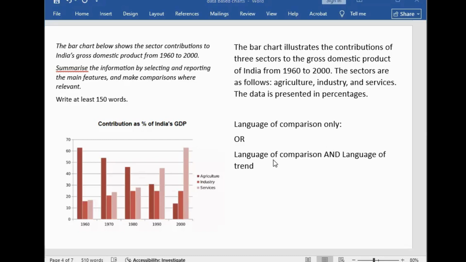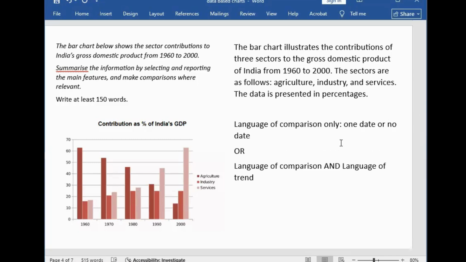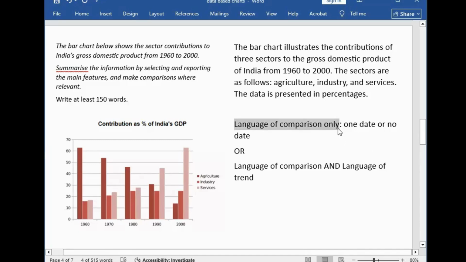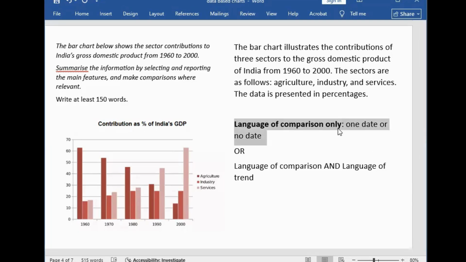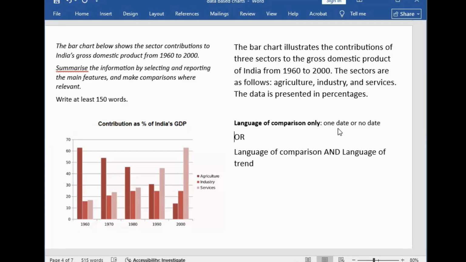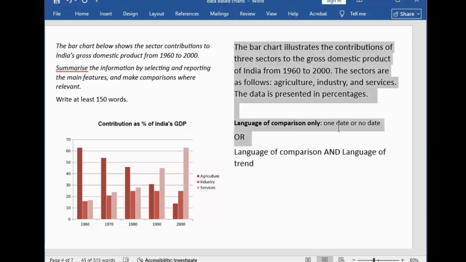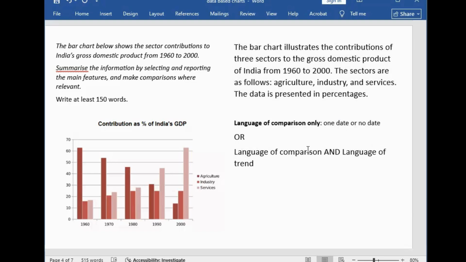So this issue of language is very, very important. Keep it in mind. If I have only one date or no date, that's when I use language of comparison. If the chart has just one date, or if it does not have any date, that's when you use language of comparison. But if the chart has two or more dates, you use language of comparison and language of trend. Two or more dates.